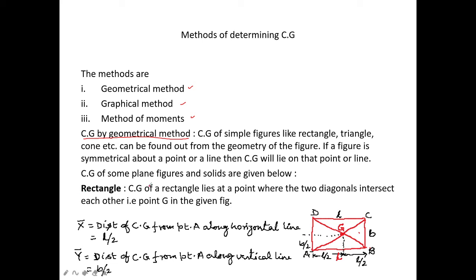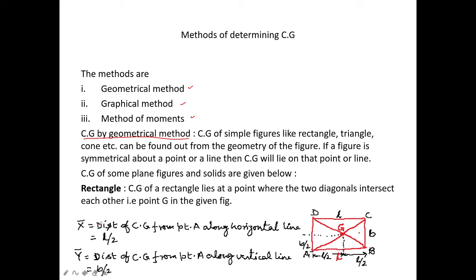Now, CG of a rectangle. In case of a rectangle, the CG lies at the point where the two diagonals intersect each other, or at point G as shown in the figure. So ABCD is a rectangle. Now if you join the diagonals AC and BD, they intersect at point G. So G is the point at which the CG lies. We know that the diagonals intersect each other at the midpoint, so it is L upon 2 and B upon 2 from AB and AD respectively.